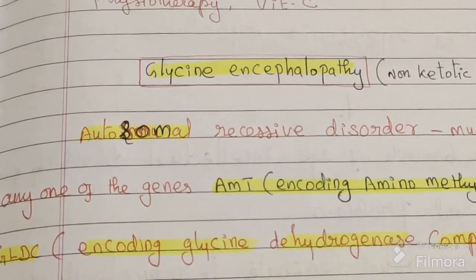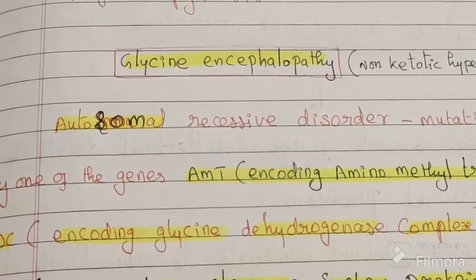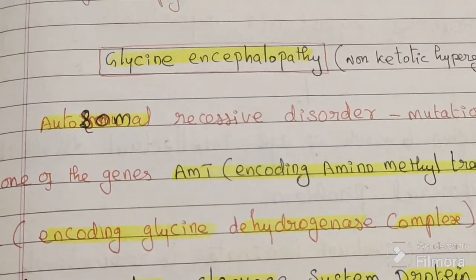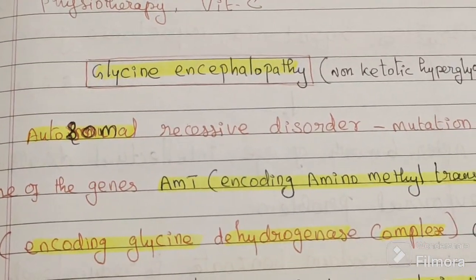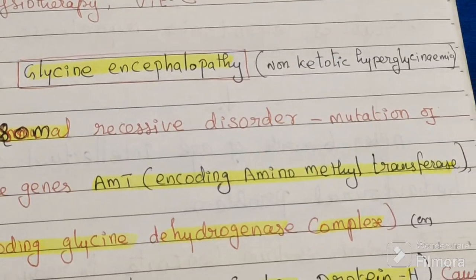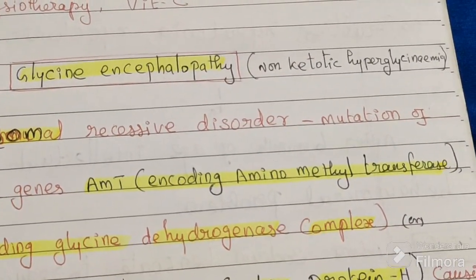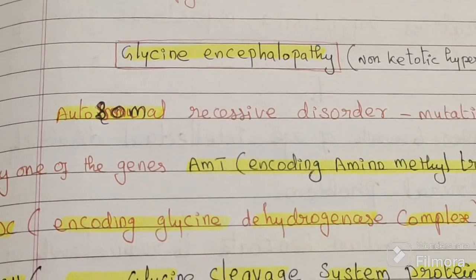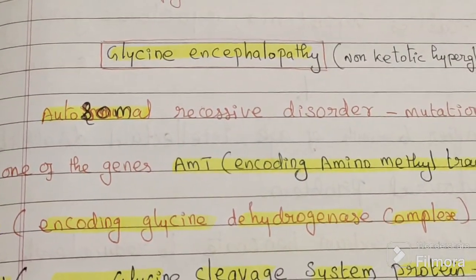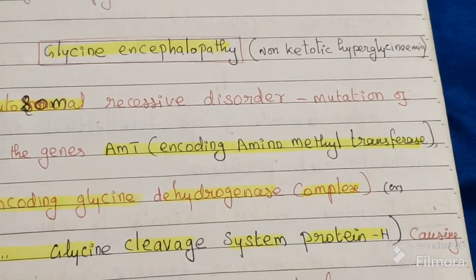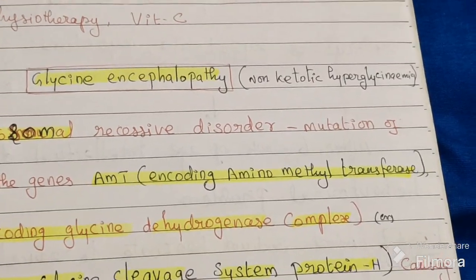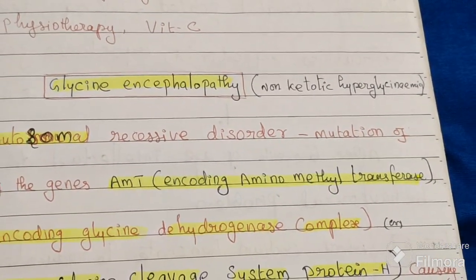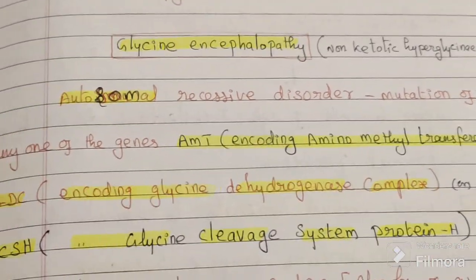This video is a continuation of inborn errors of amino acid metabolism. Now we want to discuss glycine encephalopathy, also called non-ketotic hyperglycinemia. Glycine encephalopathy is an autosomal recessive disorder that occurs due to the mutation of any one of the genes.